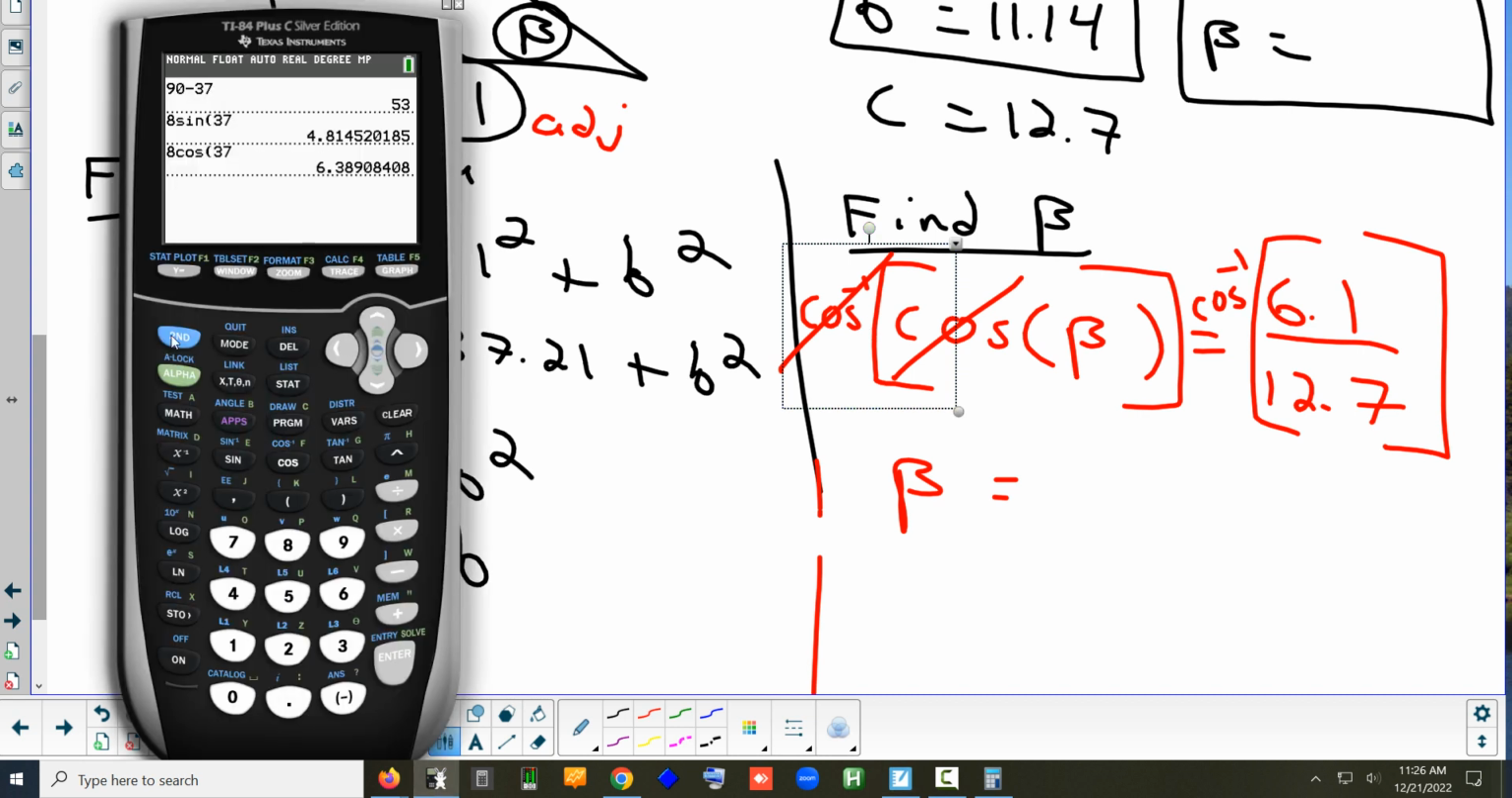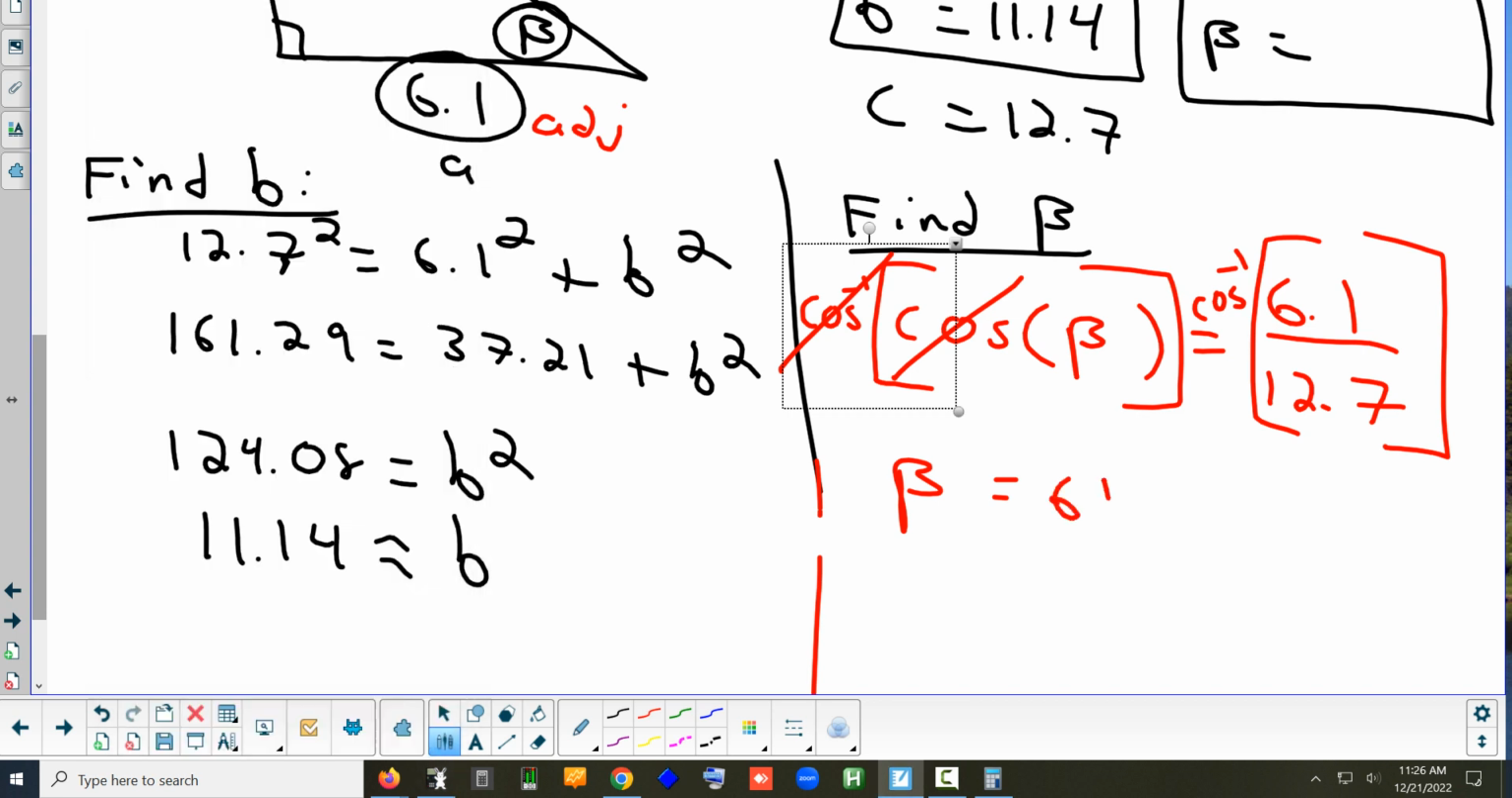So second cosine is how you do the inverse cosine. You have to press second first. And then you put 6.1 divided by 12.7. So 61.29. And it's very important you put your calculator in the right mode. This is degrees. Is that the same as just 1 over cosine?